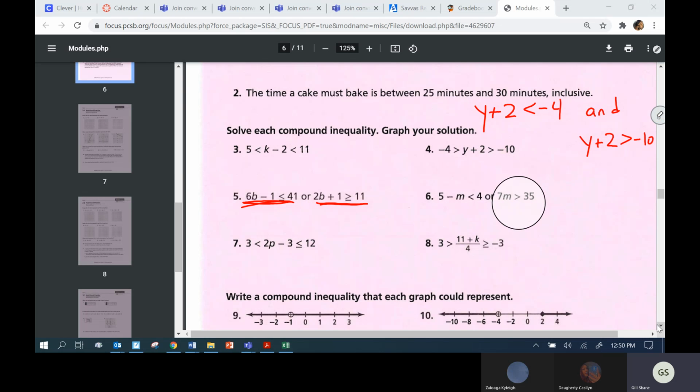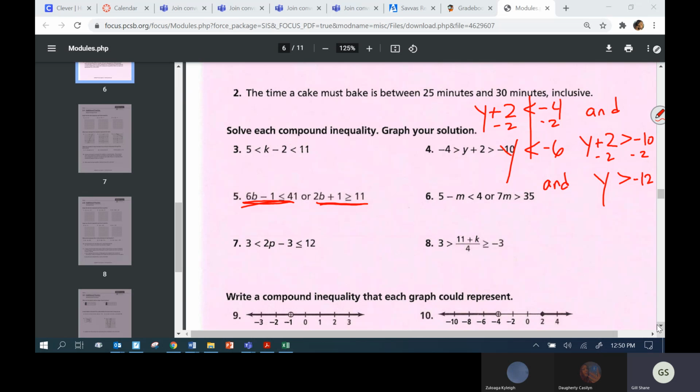So you would say, all right, let me just solve. So y plus 2 is less than -4. I would subtract 2, and I would just have y is less than negative 6. And then I would solve this, subtract 2, and then y would be greater than negative 12. So y has to be less than negative 6, and it has to be greater than negative 12. Did you write it down?